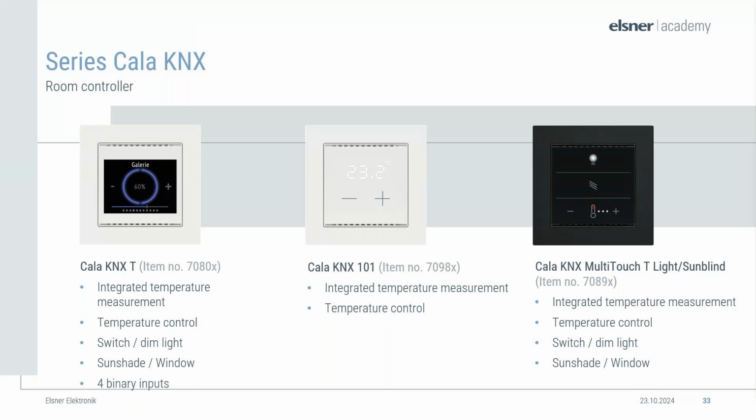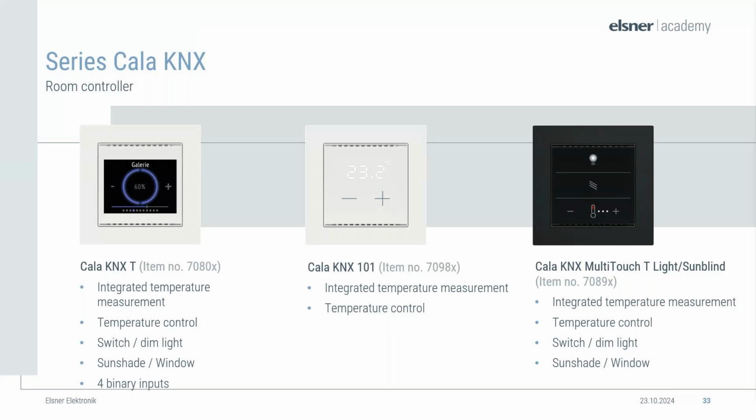One last model that I would like to show you that can also be used for the temperature control, but works a little bit differently since we do not have the 7-segment digit, is our Color KNX Multi-Touch T Light Sunblind. So we have the integrated temperature measurement, also an integrated temperature sensor. This accounts for all our room controllers, by the way. They all have an integrated temperature sensor of the Color series and the ETR series.